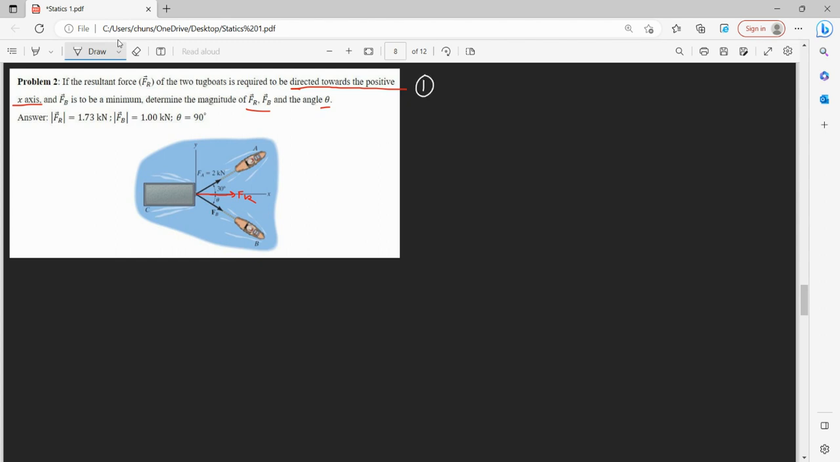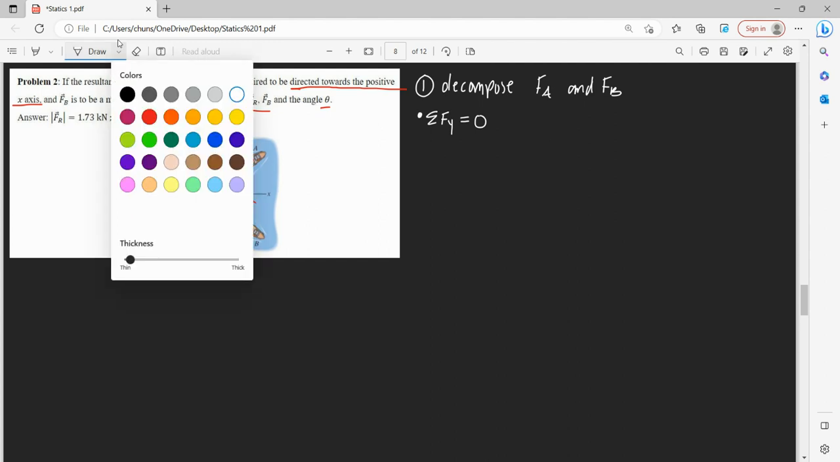So the first thing I would do is decompose our Fa and Fb. So some important things to consider. We know that the resultant force is going to be directed in the positive x direction. So that means our sum of our y forces is equal to 0, because we don't want our resultant to have a y component, because that would deflect it in a diagonal direction, but we want it to remain just in the x plane. Right? So those are a couple important things to consider.